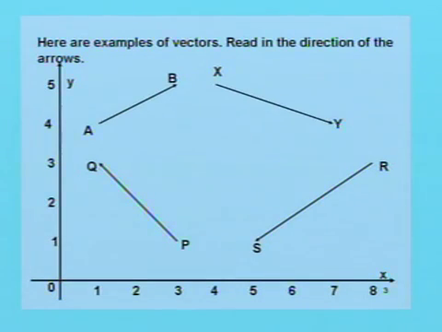So we have vector AB as seen on the top left. Then vector XY, we read X to Y in the direction of the arrow, not Y to X, X to Y. Vector RS, going from R and ending at S. Vector PQ, starting at P and ending at Q. These are examples of a pictorial representation of vectors.